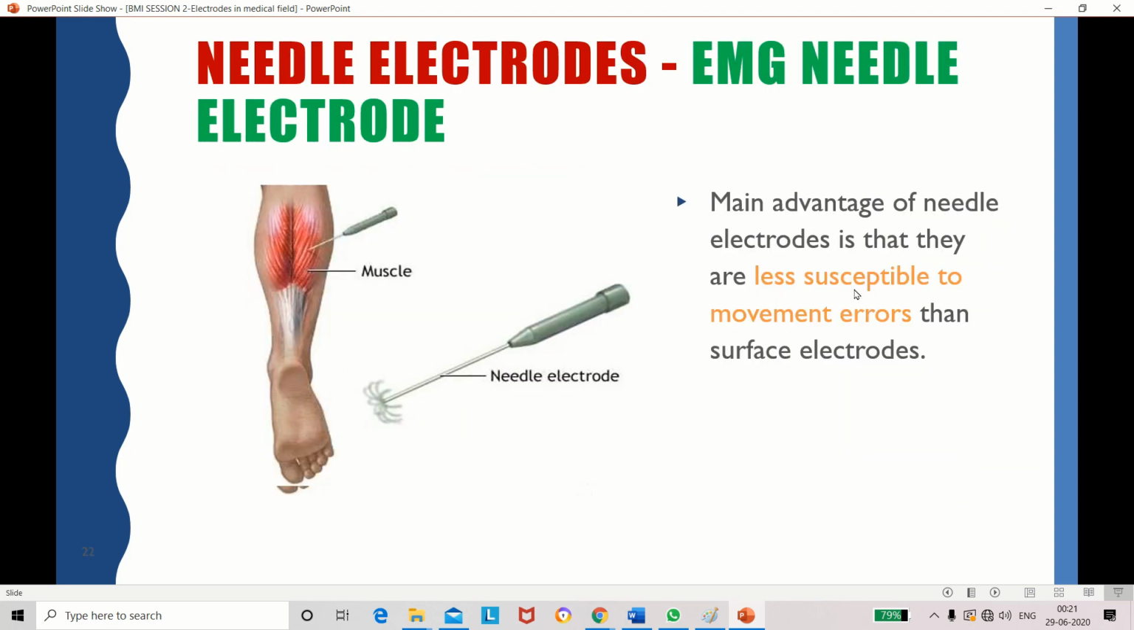Okay. Now, this is the needle electrode which is used to measure the EMG signal. M for myo, or muscle. See, the muscle activity can be measured by using this EMG needle electrode. The main advantage of this electrode is that it is less susceptible to movement errors. So, the errors will be very less. So, there won't be error in this needle electrode.